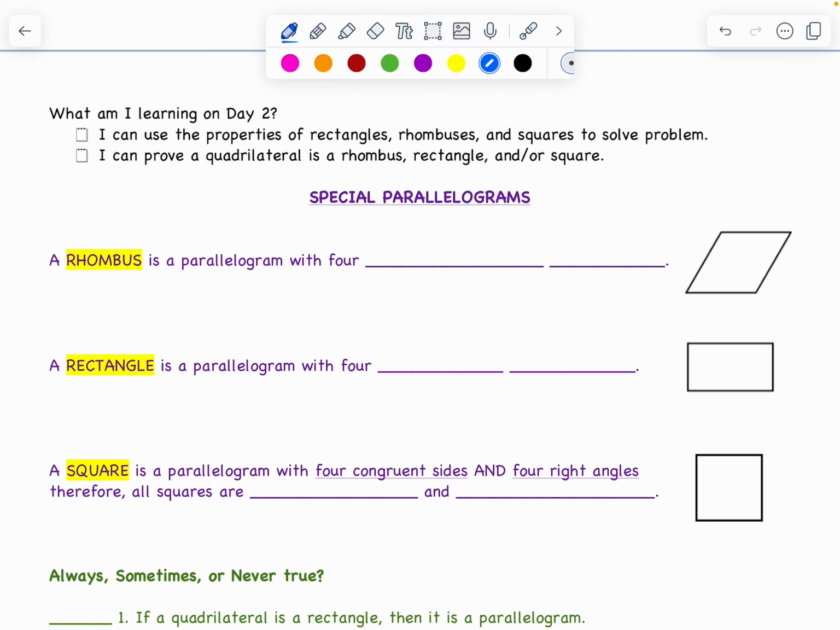All right, guys, so today we're going to talk about special parallelograms. Remember, everything we're talking about today is still a parallelogram, right? So that means it's going to have all 5 of those properties that we talked about yesterday. So let's review them really quick.